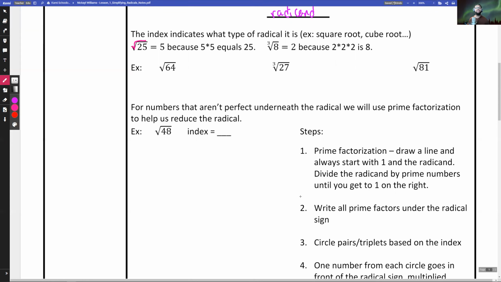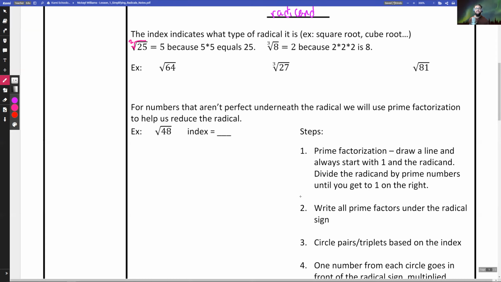So that's what we call the square root. This index here is always going to be 2. And we know that the square root of 25 is 5, because 5 times 5 is equal to 25. So that's what a square root says: how many times do you have to multiply something to get to the radicand number?